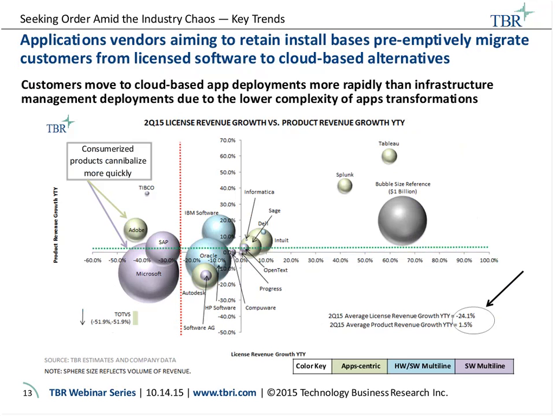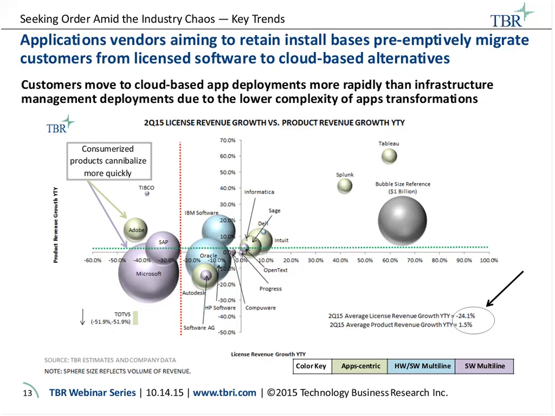So here you can see 24% shrinkage in the license revenue year over year for the quarter. Again, you see Microsoft is over there, SAP is there as well. With this, I'll turn it over. Kelsey, you want to go?